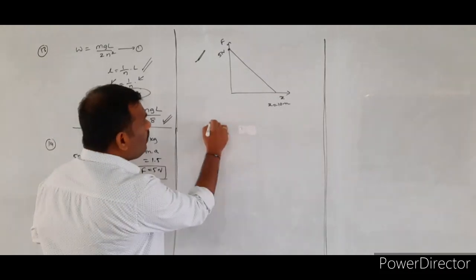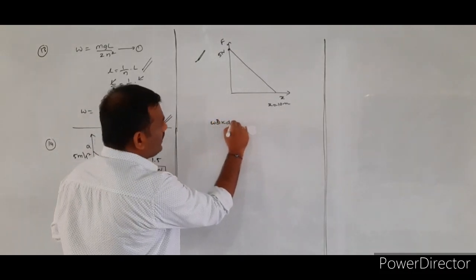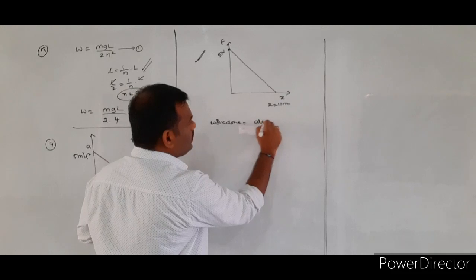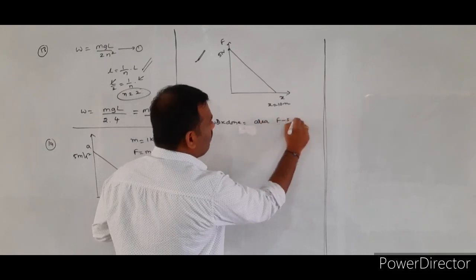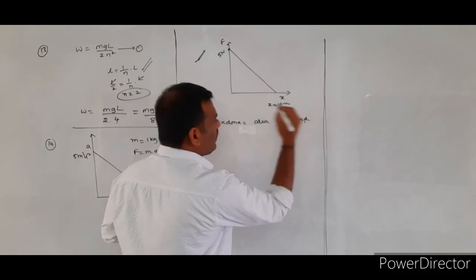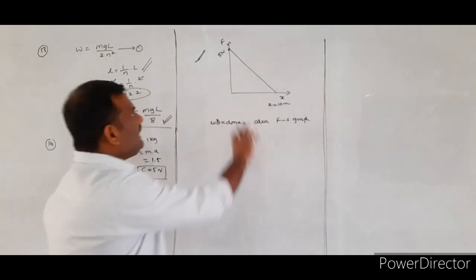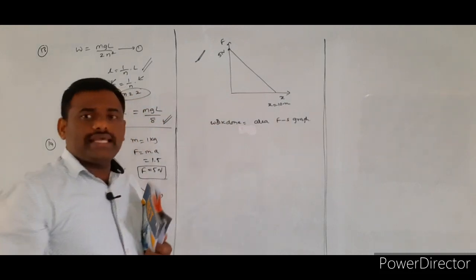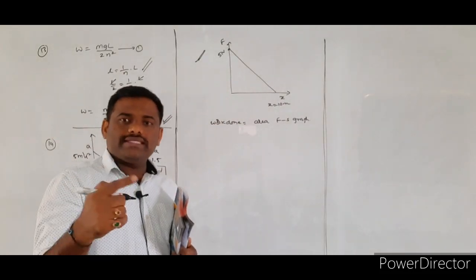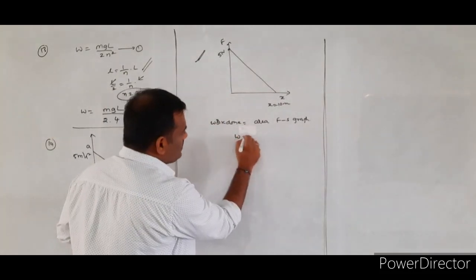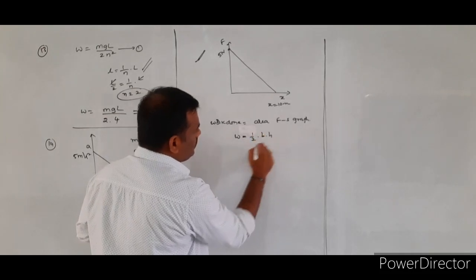Now, the work done value we have to calculate. Work done is equal to the area bounded by the force displacement graph. It is in the form of a triangle. What is the area of the triangle? Half into base into height. Therefore, work done is equal to half into base into height.